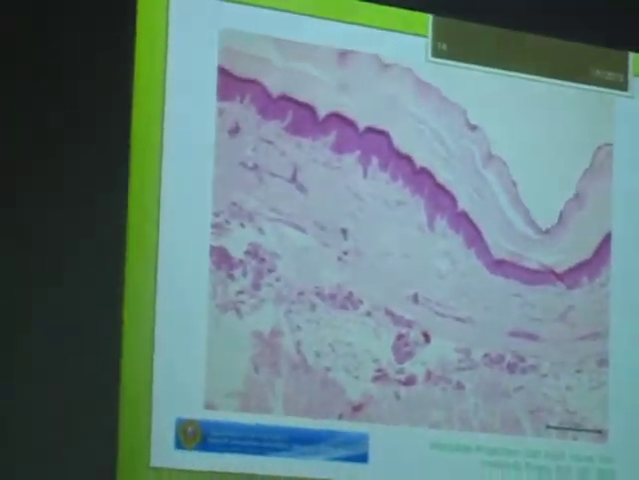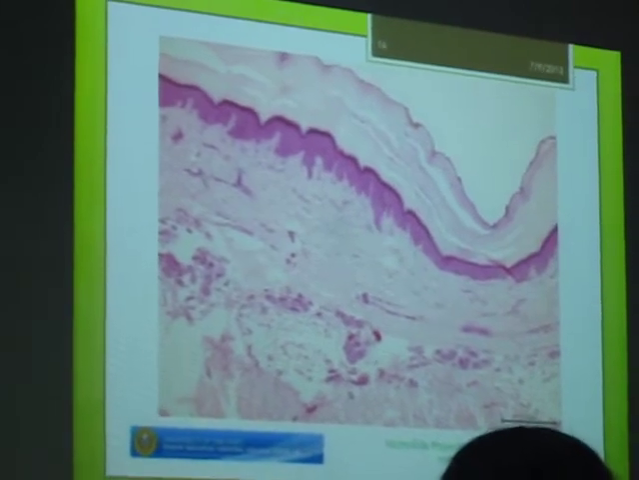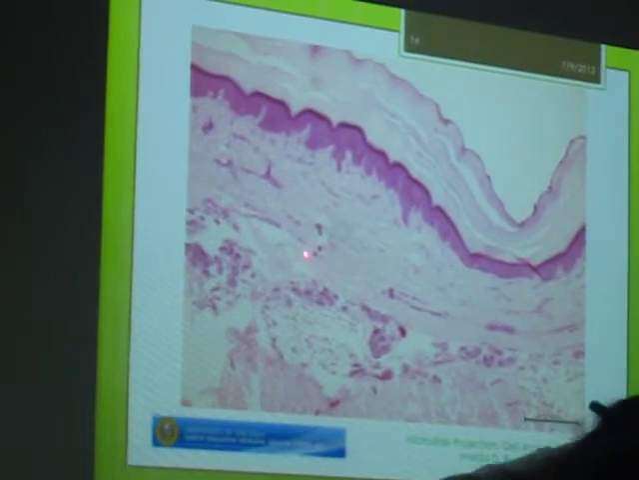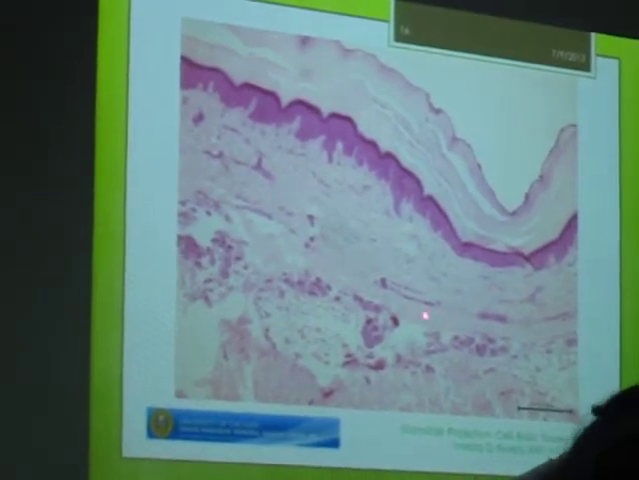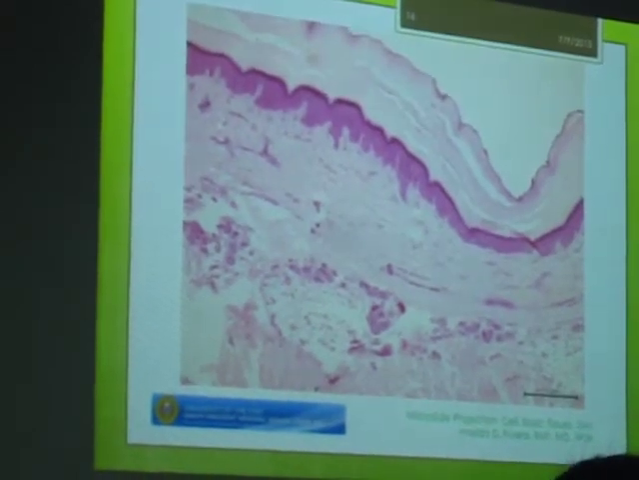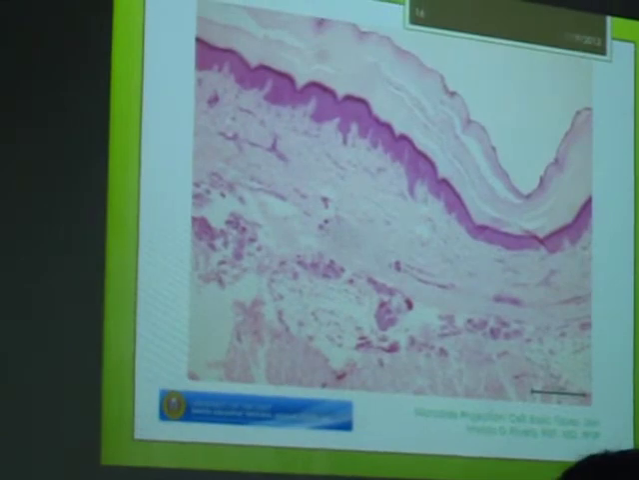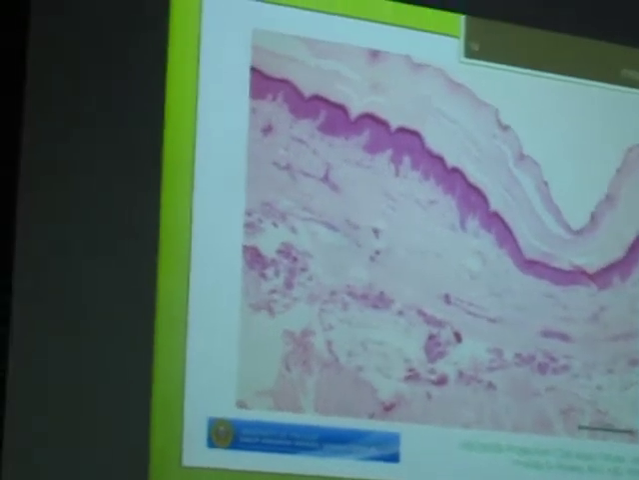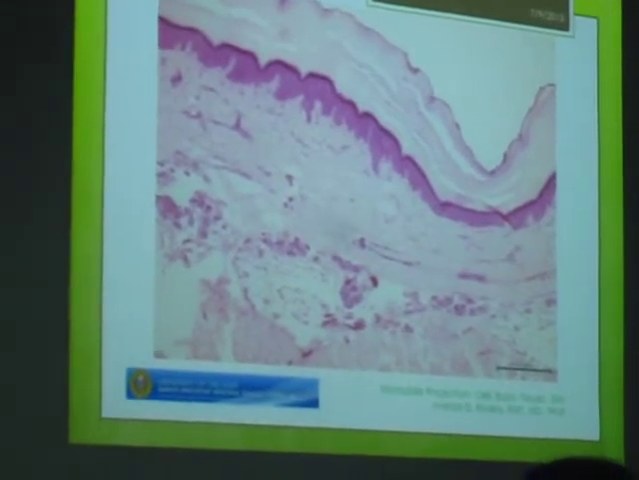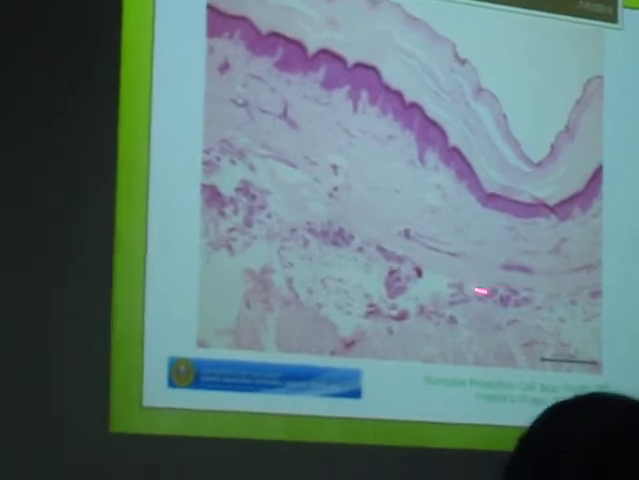Because there are so many areas na may papillary. Okay, so papillary dermis. And this is the, what layer? Reticular dermis. Dapat you should answer in complete terms. Reticular dermis. Because there is also reticular tissue, reticular fiber, reticular cell. So this is reticular dermis.